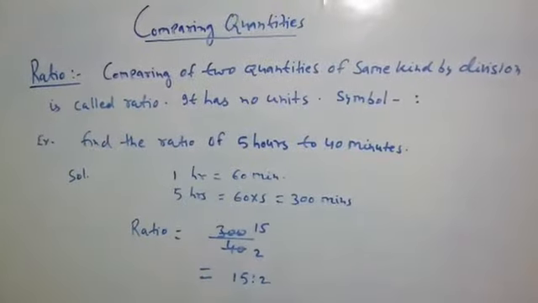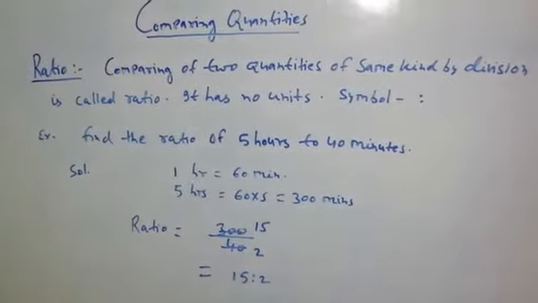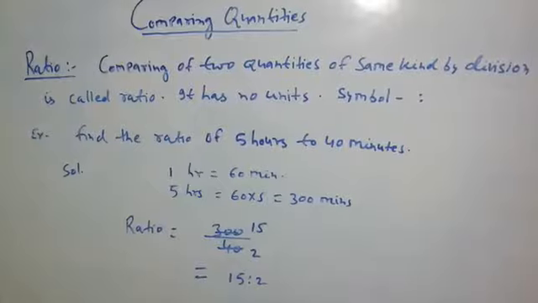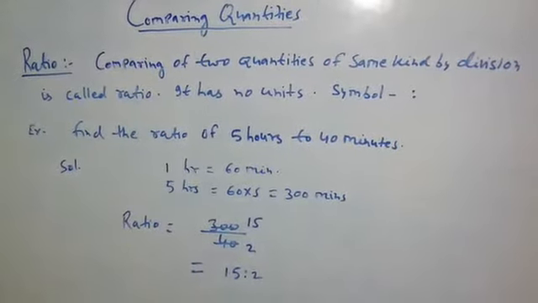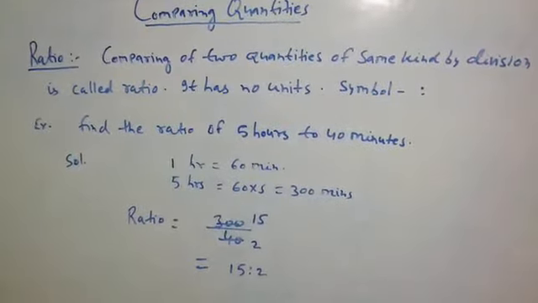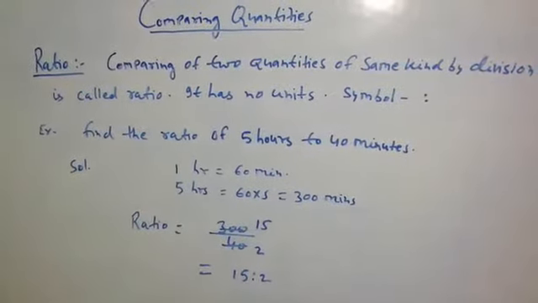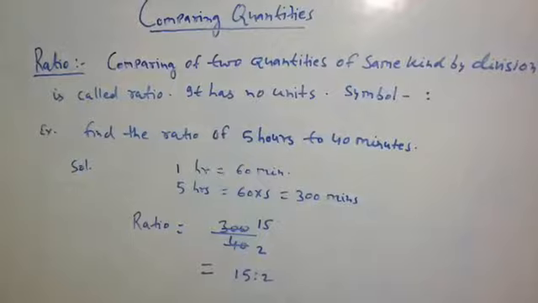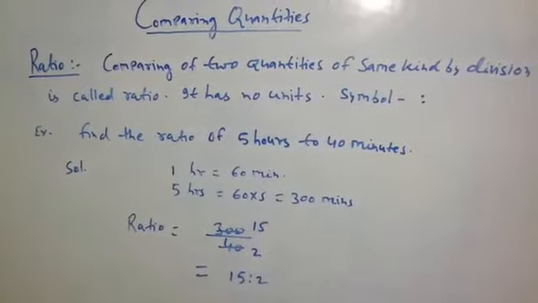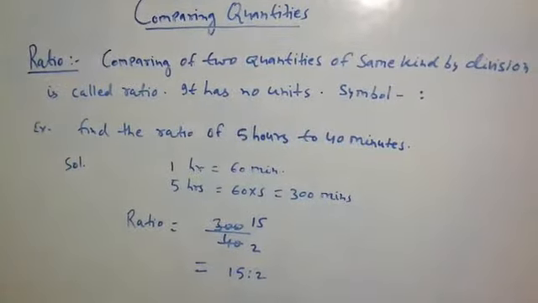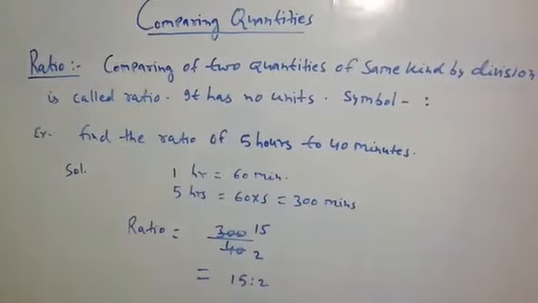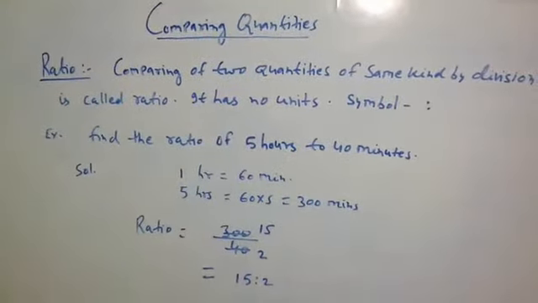Today we are going to start the new chapter, that is comparing quantities. In this chapter we will discuss ratio, percentage, profit, loss, discount, sales tax and compound interest. These are the topics we will discuss in this chapter. Let us start with ratio.